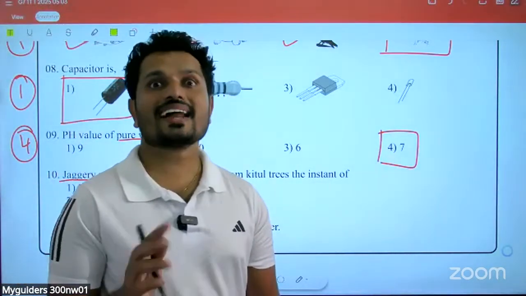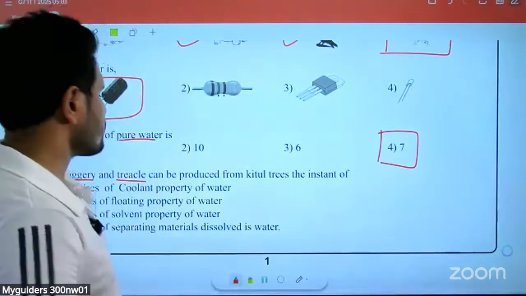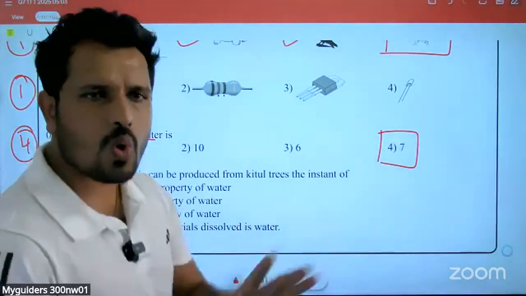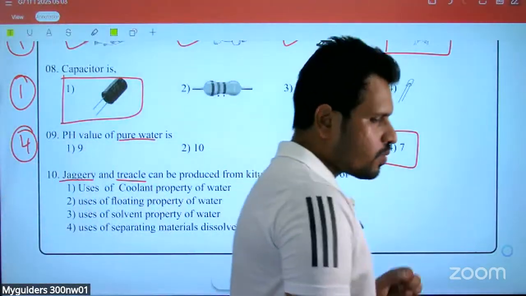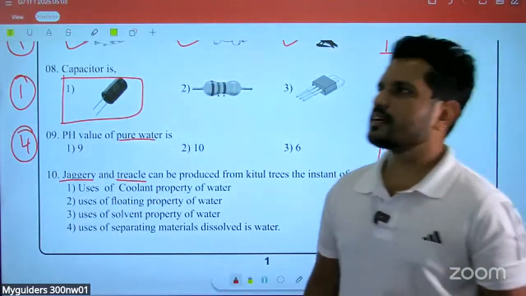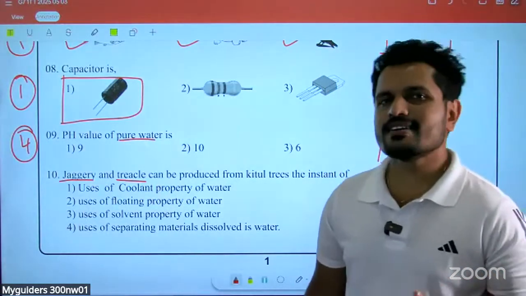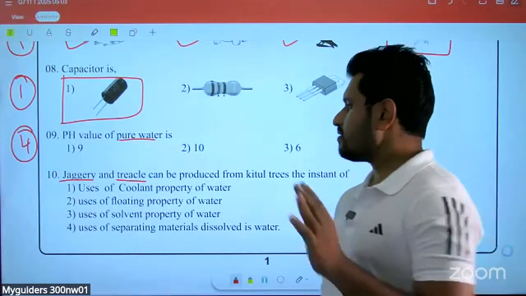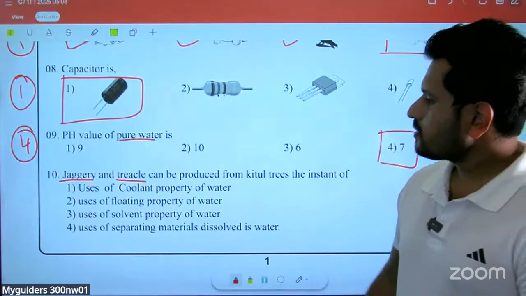Right? Local rack. So, if you try to remove more and more water without allowing this fermentation process, then we can observe the treacle.